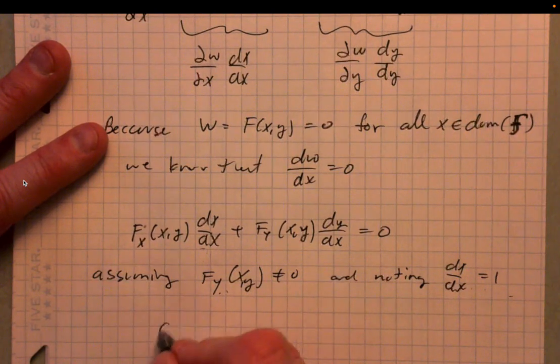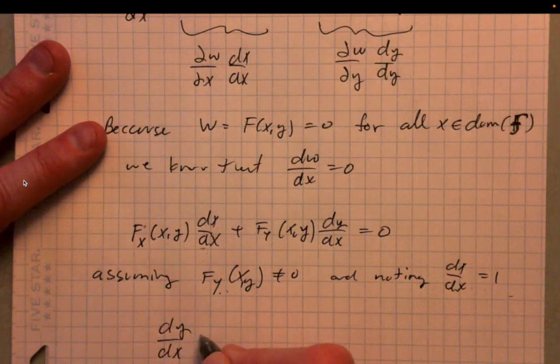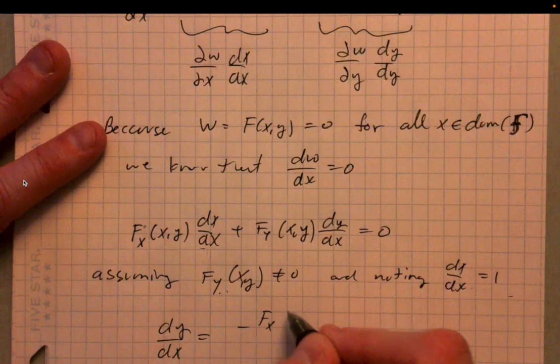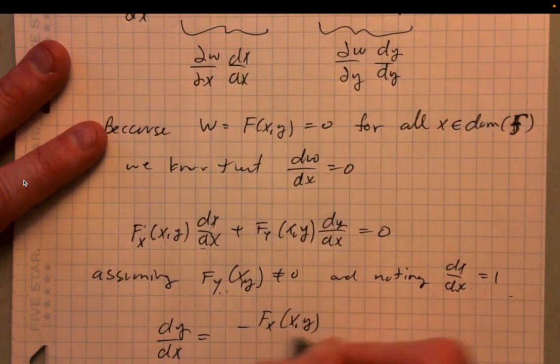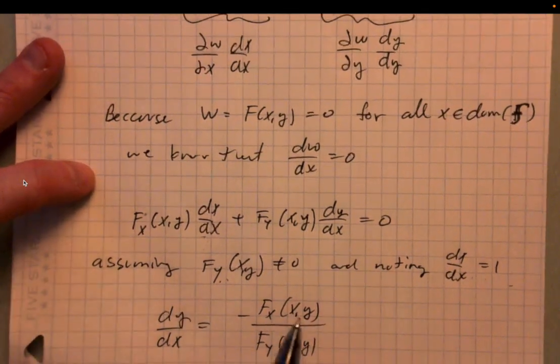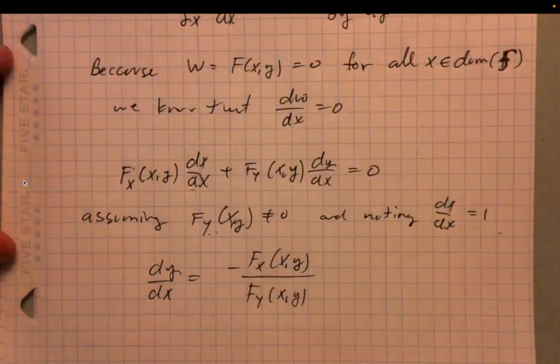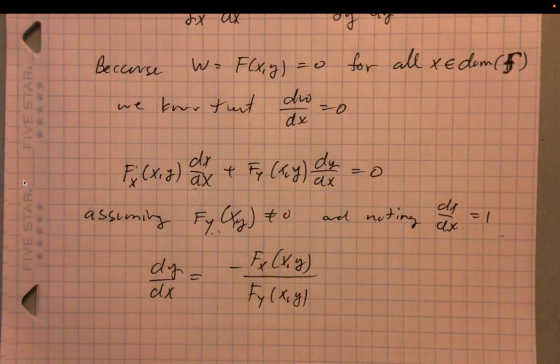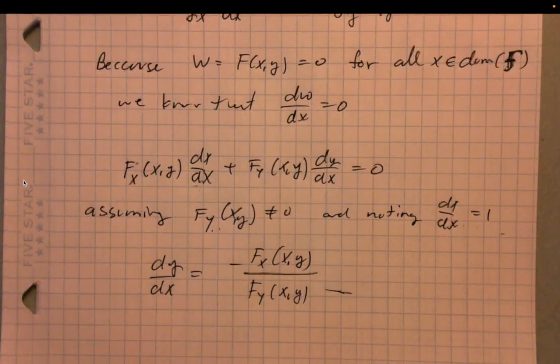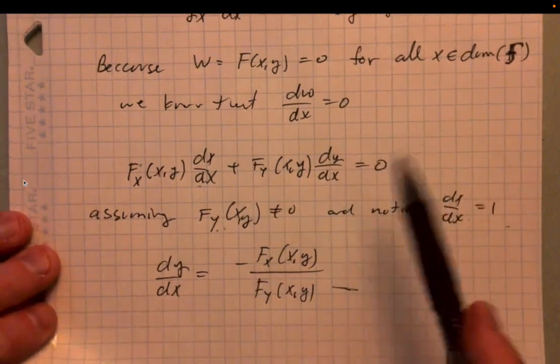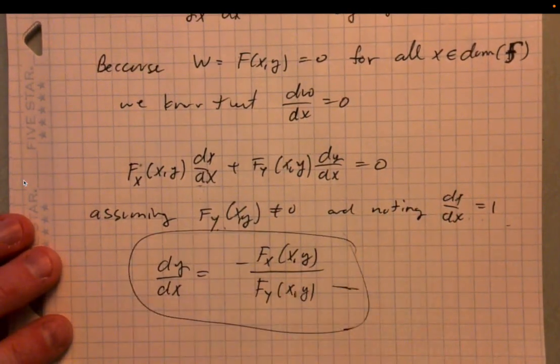Given this, it's true then that dy over dx is equal to negative f sub x of (x, y) over f sub y of (x, y). So the partial of x divided by the partial of y, that's the derivative of y with respect to x when you have a function defined implicitly. And this of course assumes that this is non-zero. Okay. I know that may have seemed like a confusing explanation, but this is a very convenient way to implicitly differentiate.